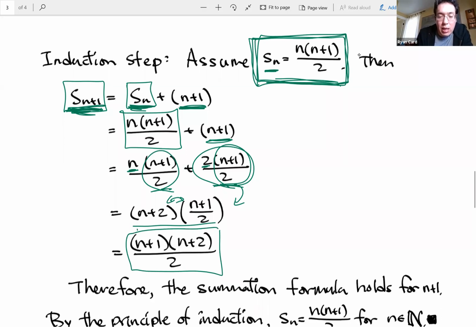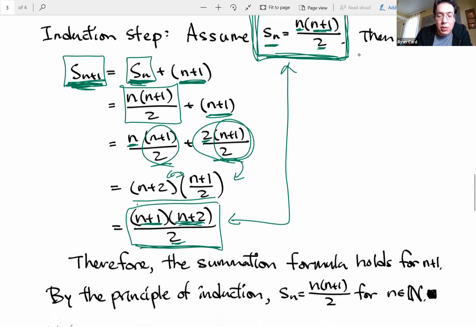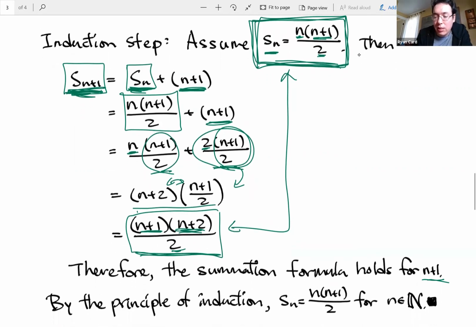Now notice this formula that we just got is exactly the formula we wanted to prove for the case of n plus 1. If you look at this formula and replace n with n plus 1, n will turn into n plus 1 here, and n plus 1 will turn into n plus 1 plus 1, or n plus 2. And the 2 on the bottom is there. So the summation formula holds for the step of n plus 1.